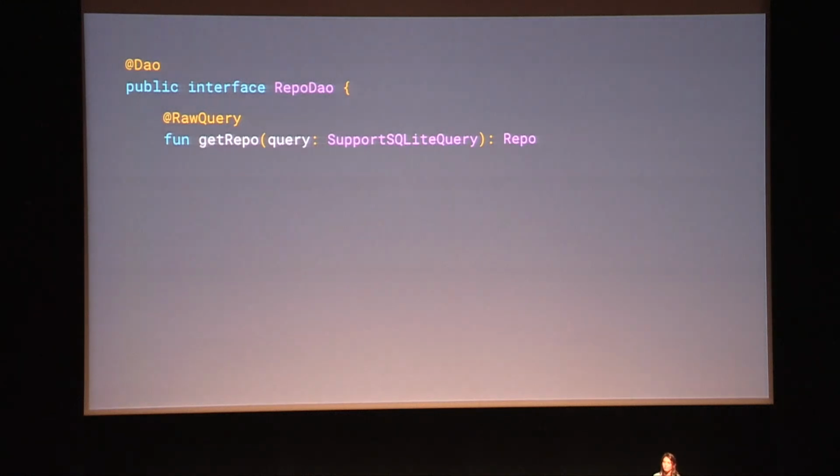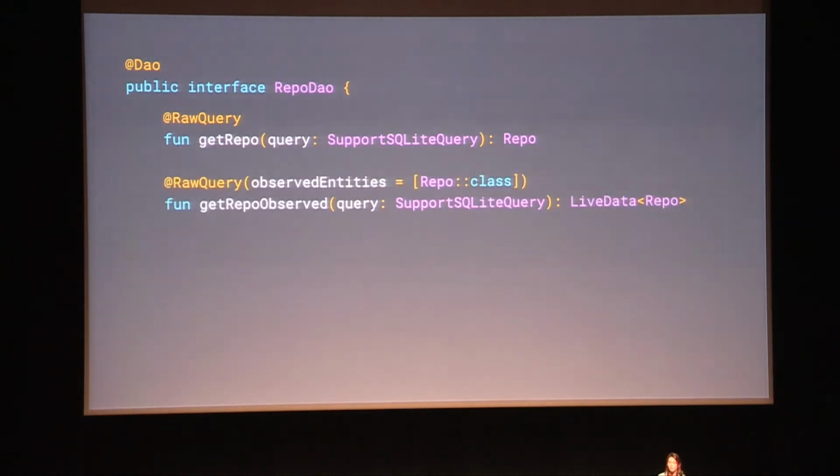So it will take care of creating everything that's needed for the query and return the data that you're interested in. You can also return observable queries, but on top of the raw query, you have to add what are the observed entities that you're interested in. So in my case, it's just the repo class. But if the query that I'm triggering is something that connects multiple tables, make sure that you're adding here all the tables that you need.